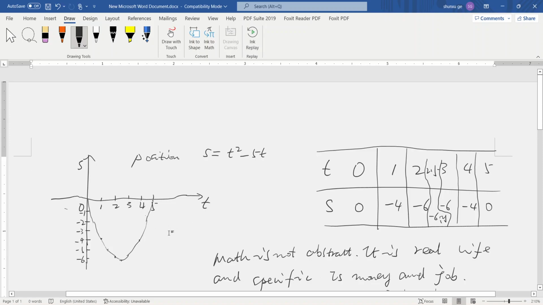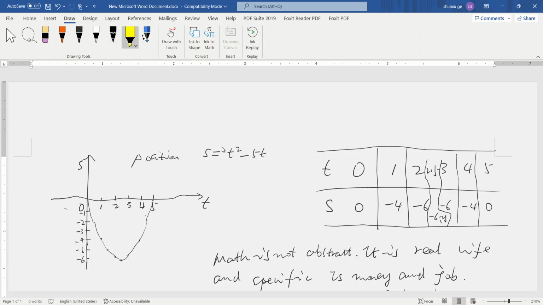Okay, today we talk about the function. This is an object, and it moves. Here is a function: s equals t squared minus 5t. This is the coordinate. We write every point. We write a graph of this function.